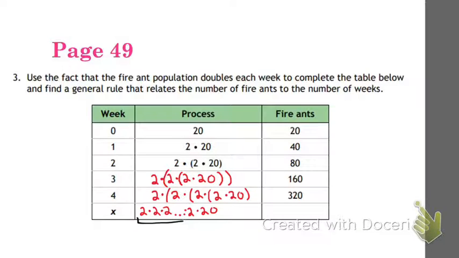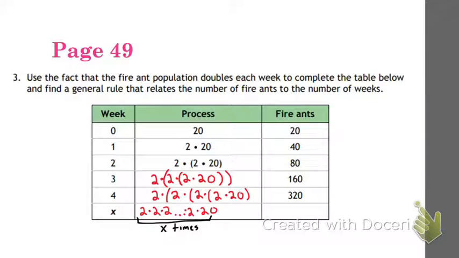Make a note that we are doing this x times. Okay? So for x weeks, we're multiplying 2 to our original 20 x number of times. Whatever our x is, that's how many times we multiply it by 2.